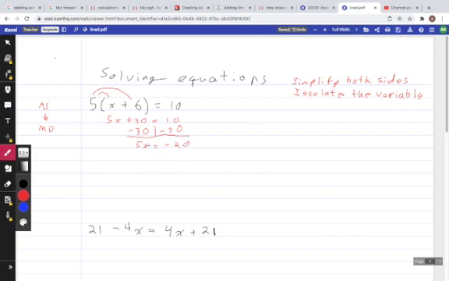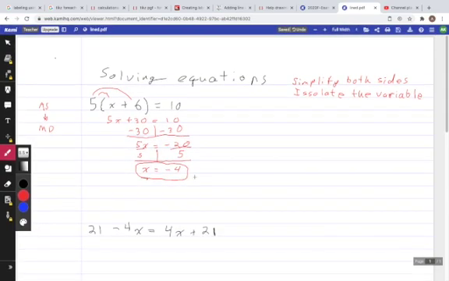Now we deal with the multiplication and division. So this 5x, we divide both sides by 5, and we end up with x is equal to negative 4. And this is our final answer.